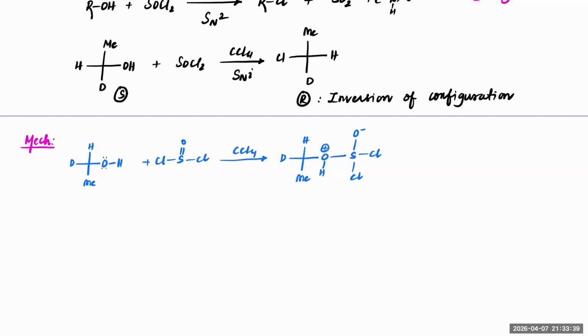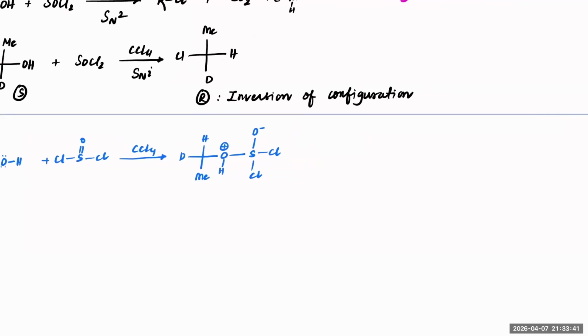And then, as soon as this electron pair is pushed back, the Cl will come out of it. Cl minus will take H plus. And then we will get H, D, methyl, and S with a double bond O and Cl.